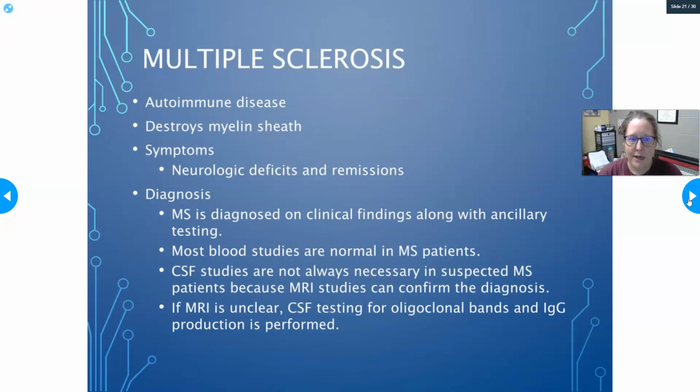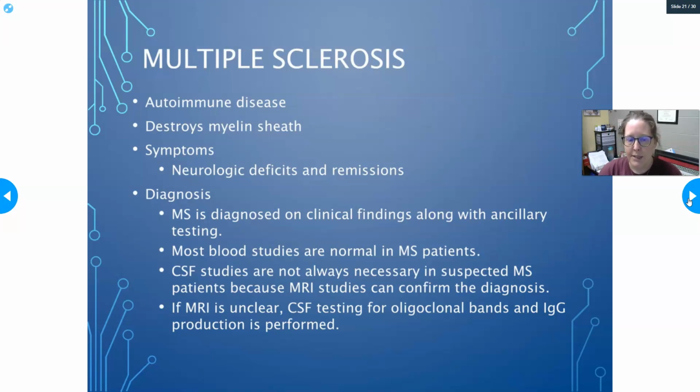And how is this diagnosed? Definitely clinical findings along with some ancillary testing. The fact that a lot of her other stuff was normal and her protein electrophoresis was abnormal. So again, the regular CBC, CMP, lipid panel, all that, nothing's going to be revealed in there. Spinal fluid studies are not always necessary in suspected MS patients because MRI imaging can confirm the diagnosis. So that's more valuable than anything.